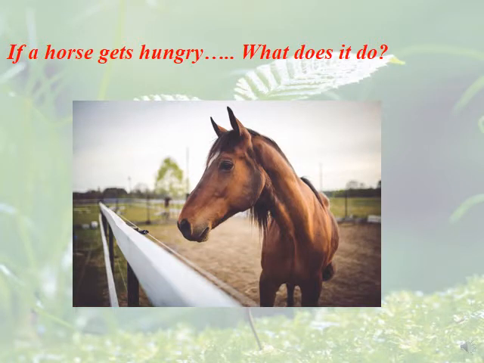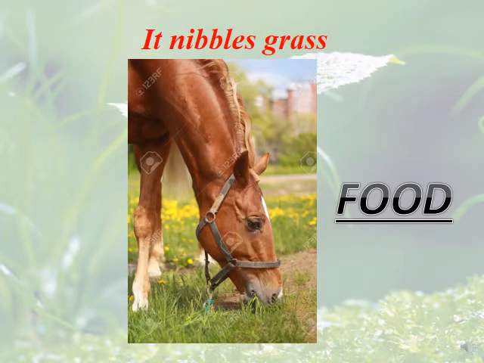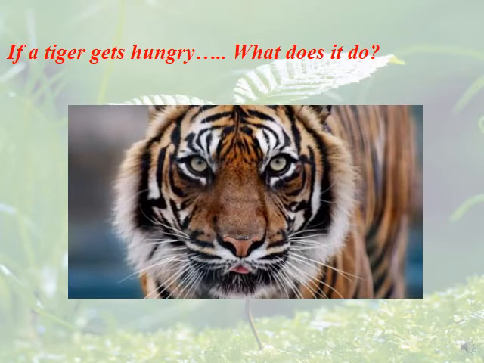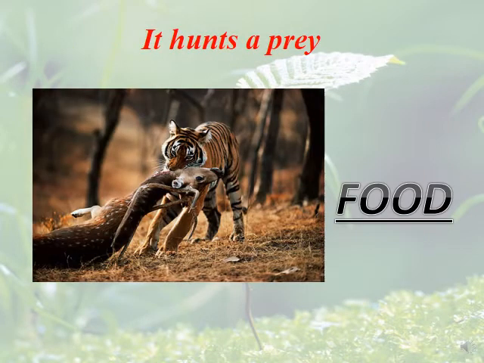First, let's move to this question. If a horse gets hungry, what does it do? As usual, it nibbles at the grass, which is the food for this horse. While if a tiger gets hungry, what does it do? It will hunt a prey. So this is the food.